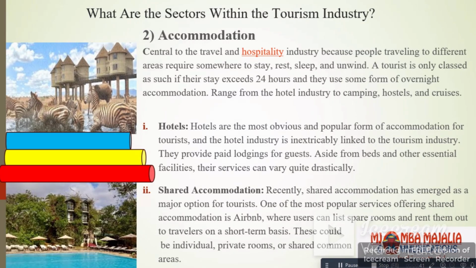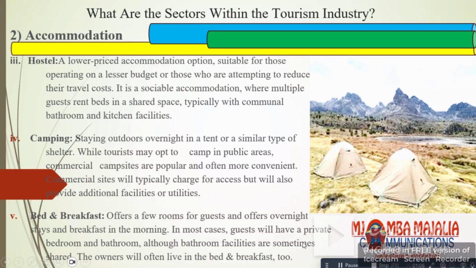Second sector, accommodation. That's the hotels and shared accommodation. Shared accommodation has emerged as a major option for tourists. What is this accommodation? It is Airbnb, where users can list spare rooms and rent them out. So a good example of shared accommodation is Airbnb. Users list spare rooms and rent them out to travelers on a short-term basis. That's what it's all about.